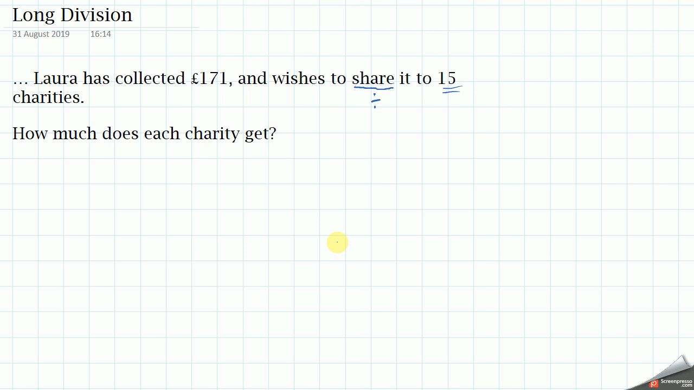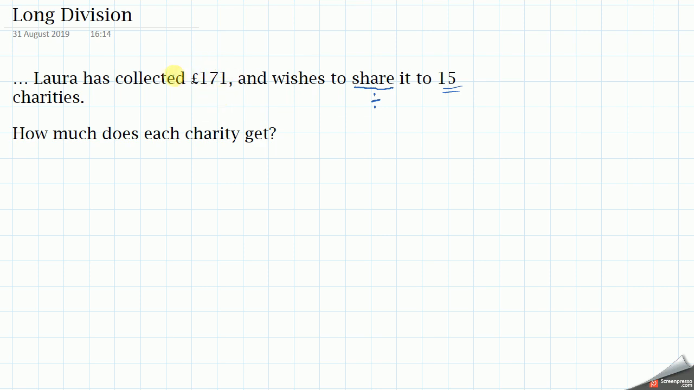Now you may not know your 15 times table. We'll do some jottings to help us with this first version, and in another video I'll do a factoring method where we can actually use factors of 15 to do the divisions. They're multiple divisions but often smaller and easier to do. The other thing to consider is this is not going to give me a whole number answer.